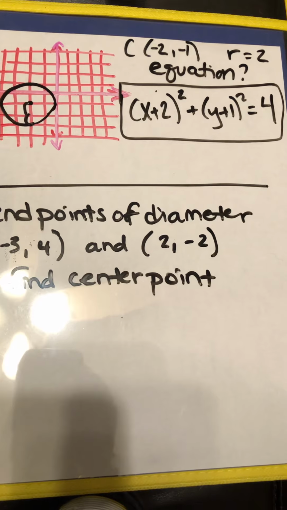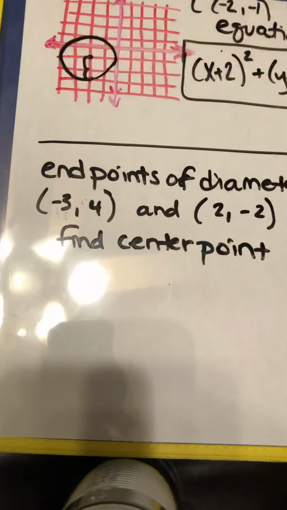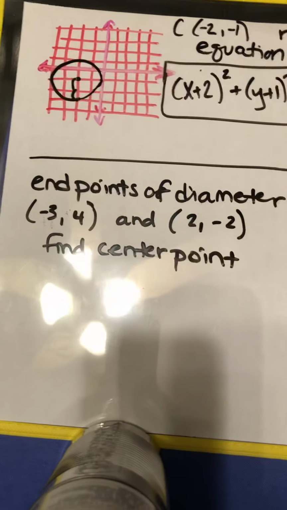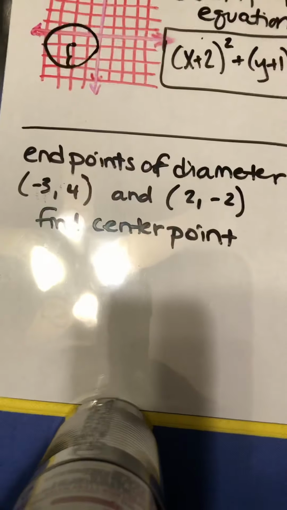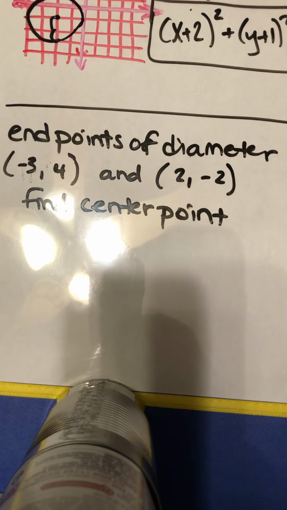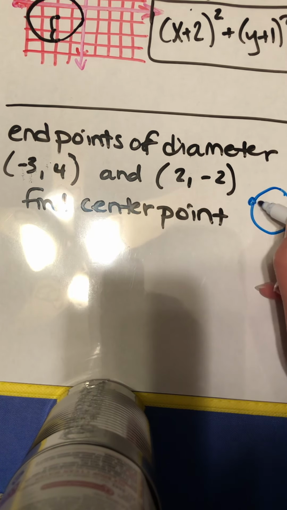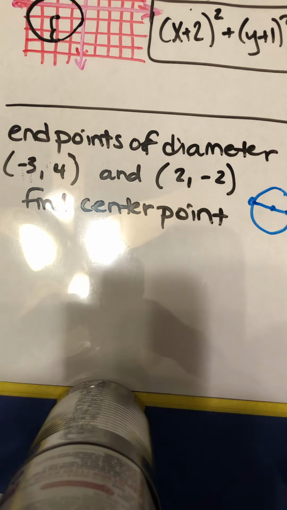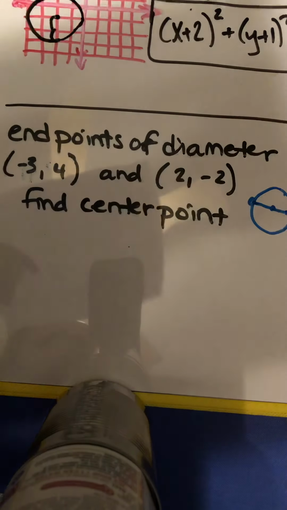Another thing you'll probably see on there is they will give you endpoints to a diameter and ask you to find the center. So what do we know about diameters? If I have my circle, my diameter is going to go directly across, and we know in the middle is always the center.